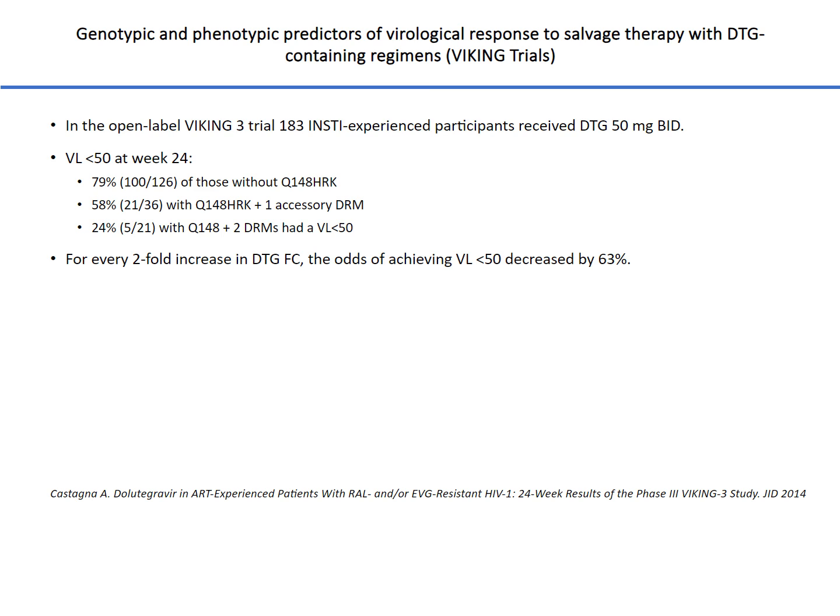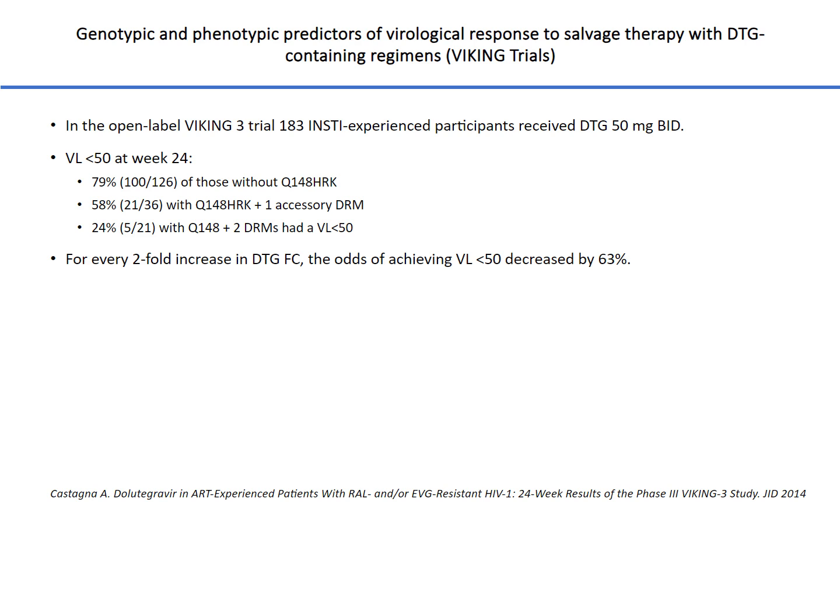The Viking trials were the only clinical trials in which participants with baseline INSTI mutations received a second-generation INSTI. The largest of these was the single-arm open-label Viking 3 trial, in which participants with virological failure and INSTI resistance following treatment with a first-generation INSTI were treated with an optimized regimen containing dolutegravir 50 milligrams twice daily.